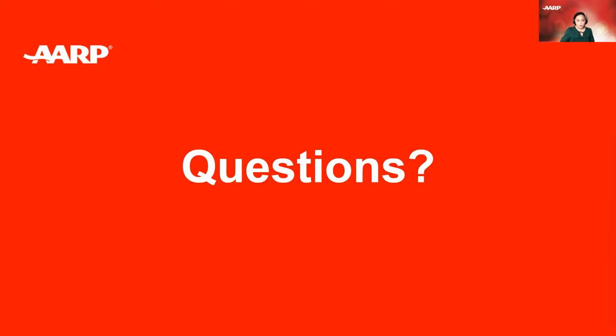I'll answer the second question first, because I think that's easy. They're sharing resources, there's referring them to the SHIPs, going to arp.org/Medicare for information. Medicare.gov, I mentioned, has a number of tools.